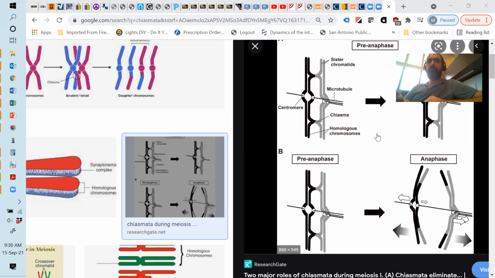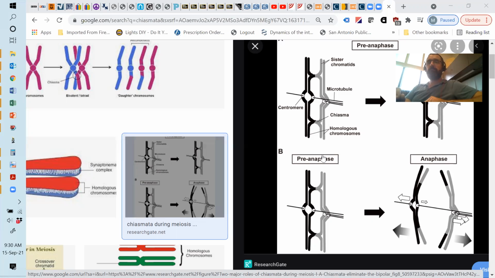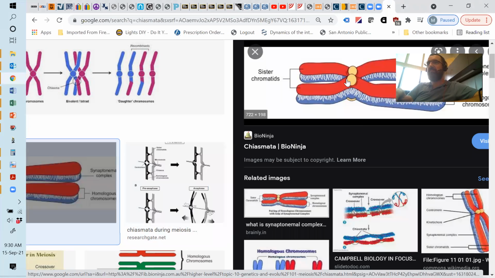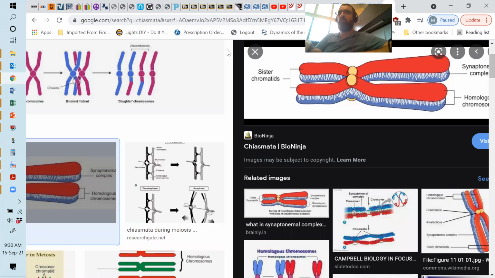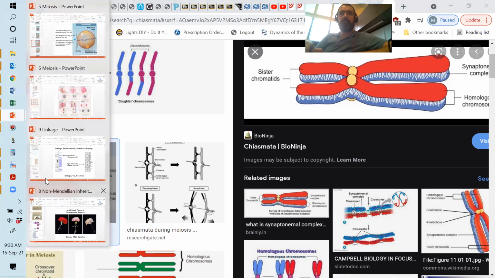Does that make sense? Good question, Infinity. Pardon me. Okay. Ooh, look, there's even one over here. It shows the synaptonemal complex. Super neat. Yeah. I love pictures. Pictures are great. Okay, where was I at?